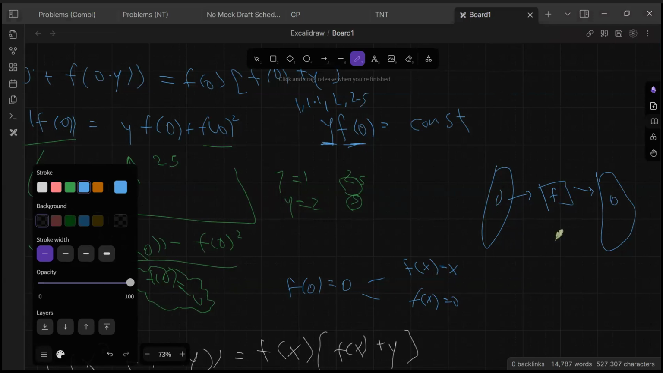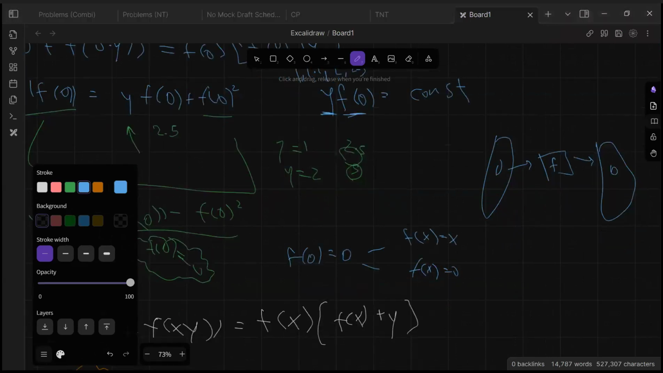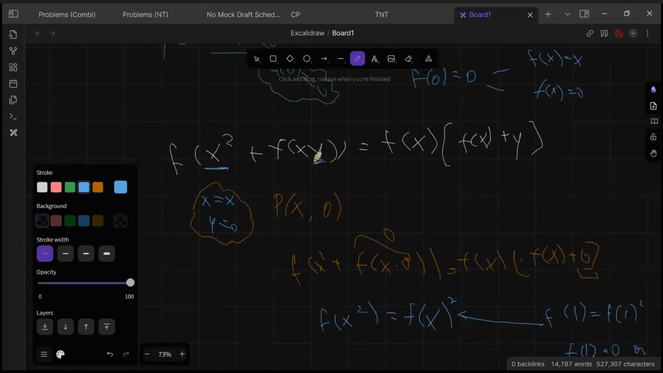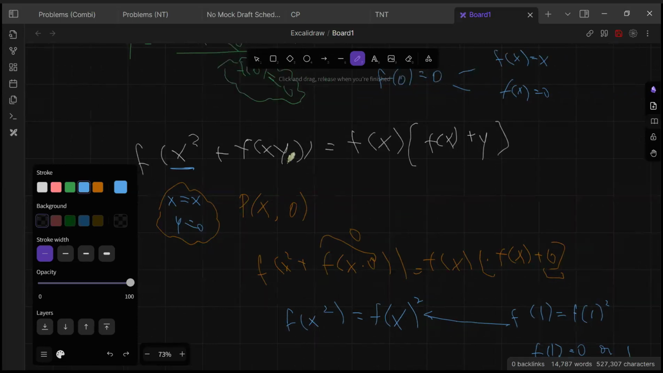So yeah, 0 always goes to 0, no matter what the function is. Okay. Right. What we did here is we substituted x is x and y is 0. Because the equation is an identity, we can substitute whatever we want in it. It will remain true. So we substituted y is 0.